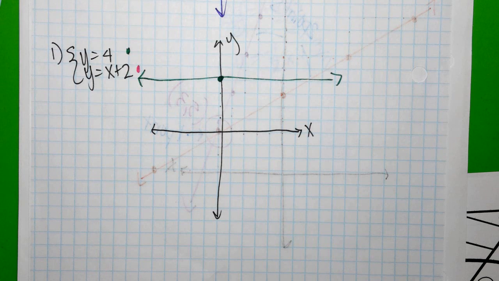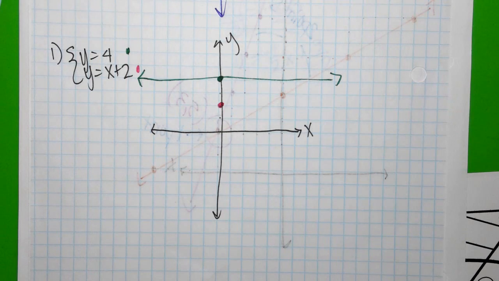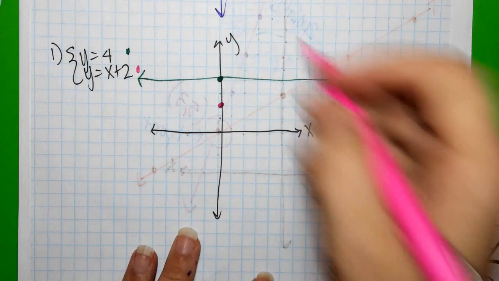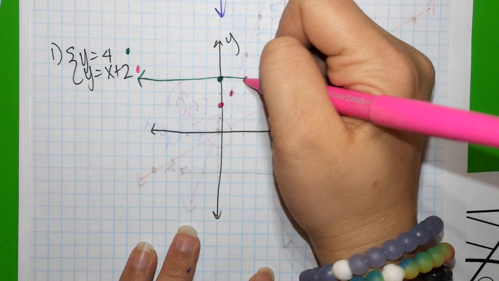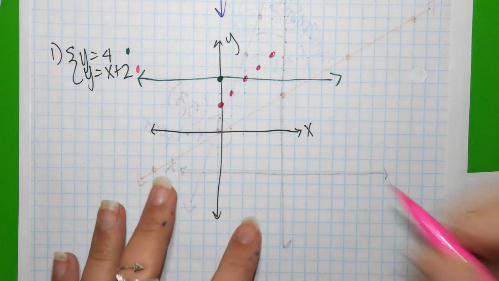Alright, now we need to graph y equals x plus 2. What do I do first? Graph 2 on the y-axis. Give your team a point. And then what do I do from there? Up 1, right 1, up 1, right 1, up 1, right 1, up 1, right 1. Oh my gosh, they crossed. It's magic.